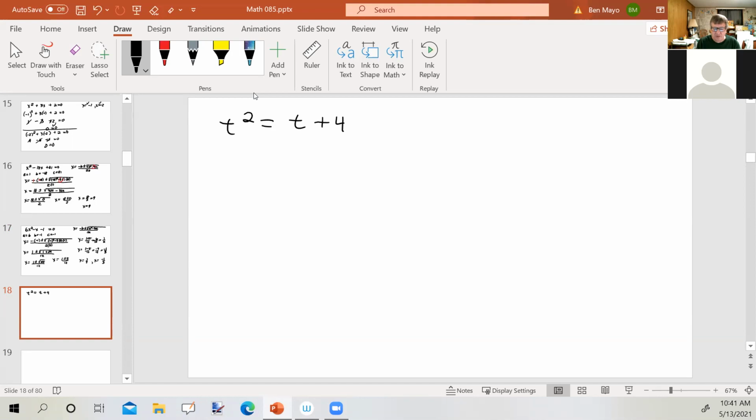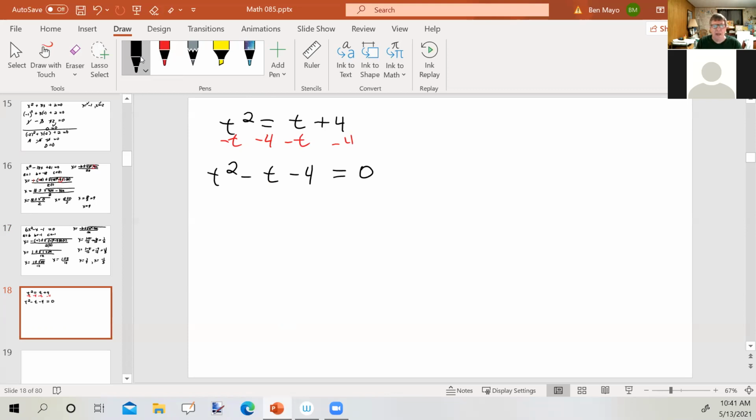My leading term is t squared, and I want to have it with a positive coefficient. If I moved it to the right side, it would be negative t squared, and I want that a value to be positive. Just makes it easier to deal with. So I'm going to subtract t from both sides and subtract 4 from both sides. So I get t squared minus t minus 4 equals 0.